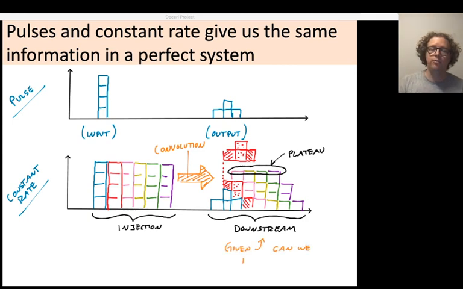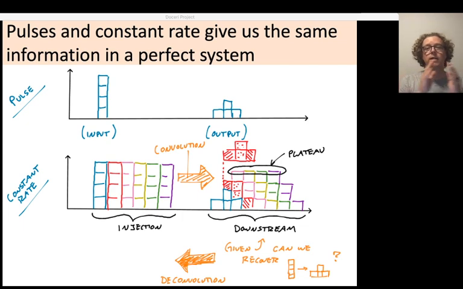Now, if we had that downstream observation, can we recover what the characteristic transformation would be? We absolutely can, and that's a process called deconvolution, or taking this complicated signal and splitting it back apart into what the equivalent transformation would be, shown at the top of the screen.